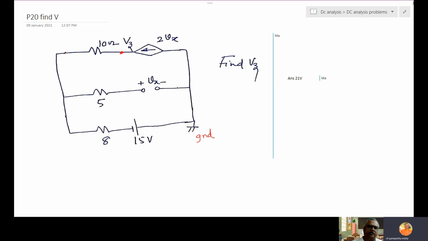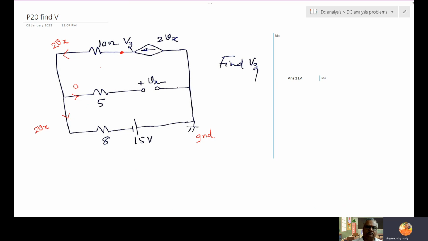So what is the current in this branch? 2Vx. The current will not flow here because it is open. So in this, current is 0, because it is open. So the same current will flow here, 2Vx. To find Vz, first we have to solve for Vx.